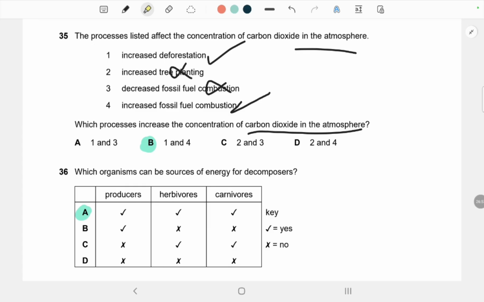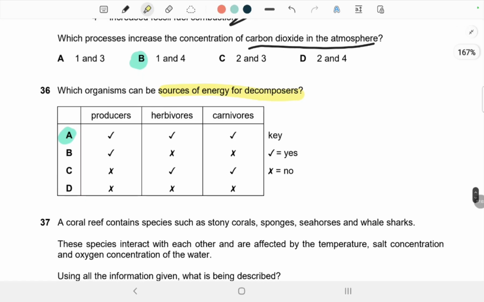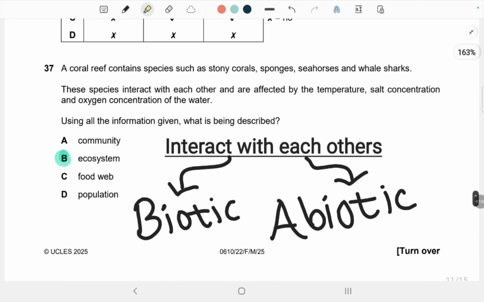Now, question 36. Which organism can be a source of energy for decomposers? Of course, decomposers just feed on the dead remains of animals and plants, to the end of life. So basically everything. So letter A is the answer.